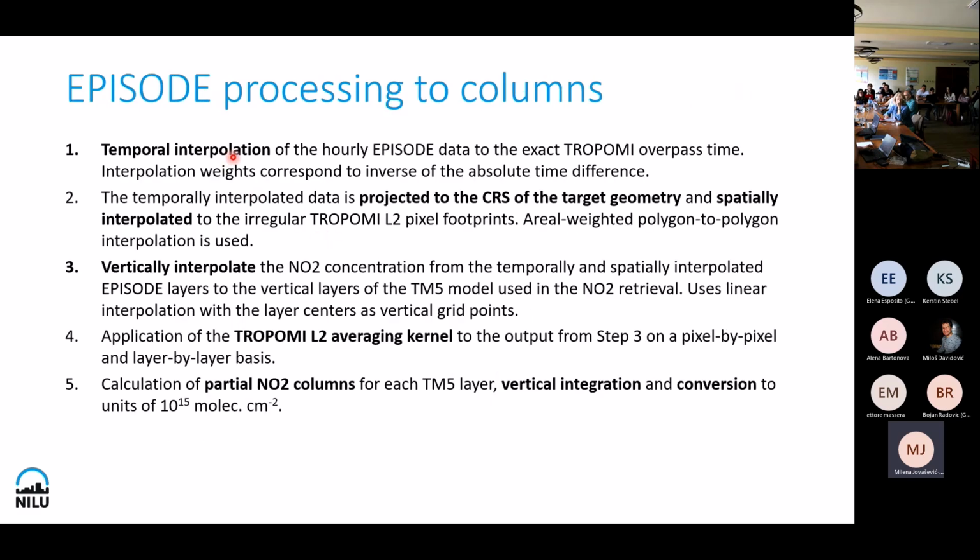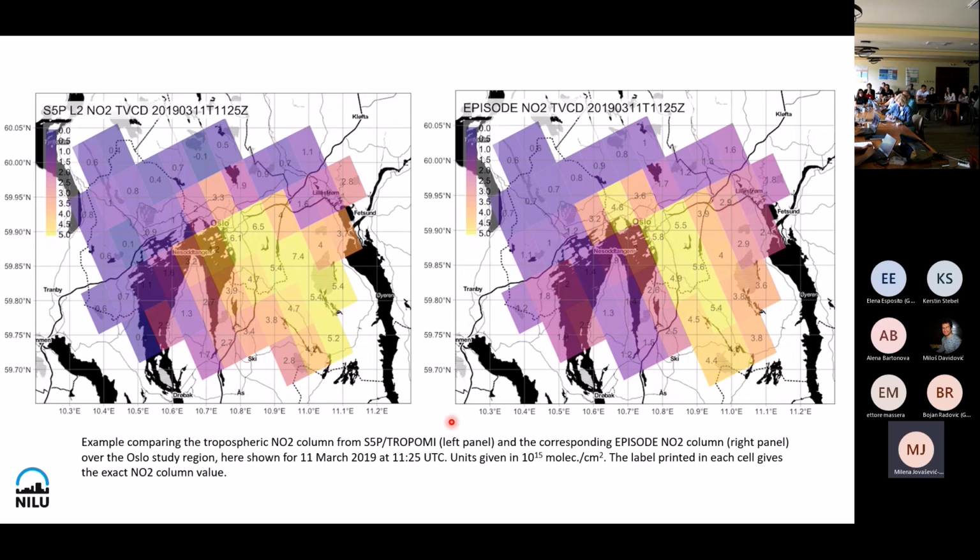We have to do a temporal interpolation of these hourly model data to the overpass of the satellite. We have to project it to the different coordinate system, spatially interpolate the model output to the footprint of the satellite. We have to vertically interpolate between the different layers and then apply this averaging kernel and calculate then these NO2 columns of the model. So this was quite complicated, but in the end it's worth it, because you get things like this.